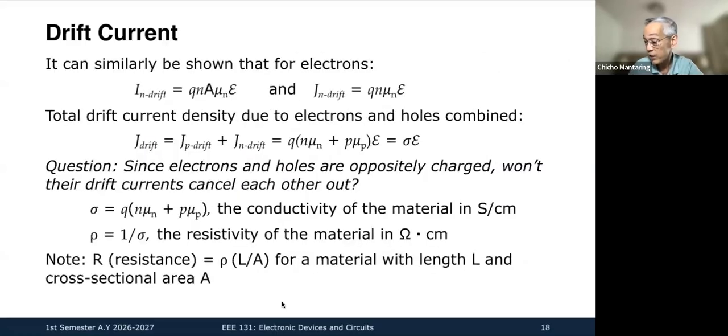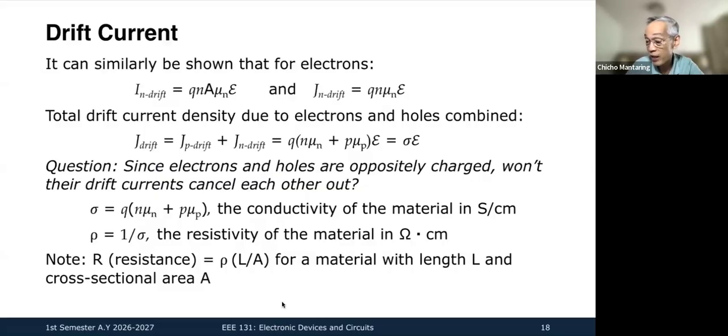What are these parameters that you would have to know? You'd have to know the mobility. You have to know the concentrations of electrons and holes. And you have to know the charge of an electron, which is constant. That's 1.6 times 10 to the minus 19 coulombs per electron.